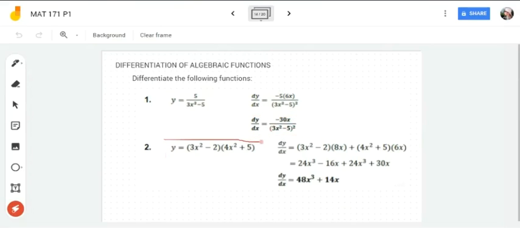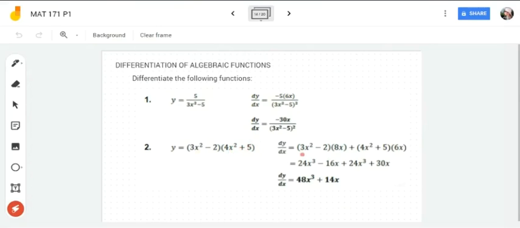Okay, for the next one, we have 3x squared minus 2 multiplied by 4x squared plus 5. For this, we will use the multiplication rule of differentiation. If this is your u term and this is your v term, we will have u dv plus v du. So your 3x squared minus 2 multiplied by the derivative of 4x squared plus 5. If you differentiate this, it will be equal to 4 times 2, 8, so that will become 8x, and 5 is 0, so 8x.